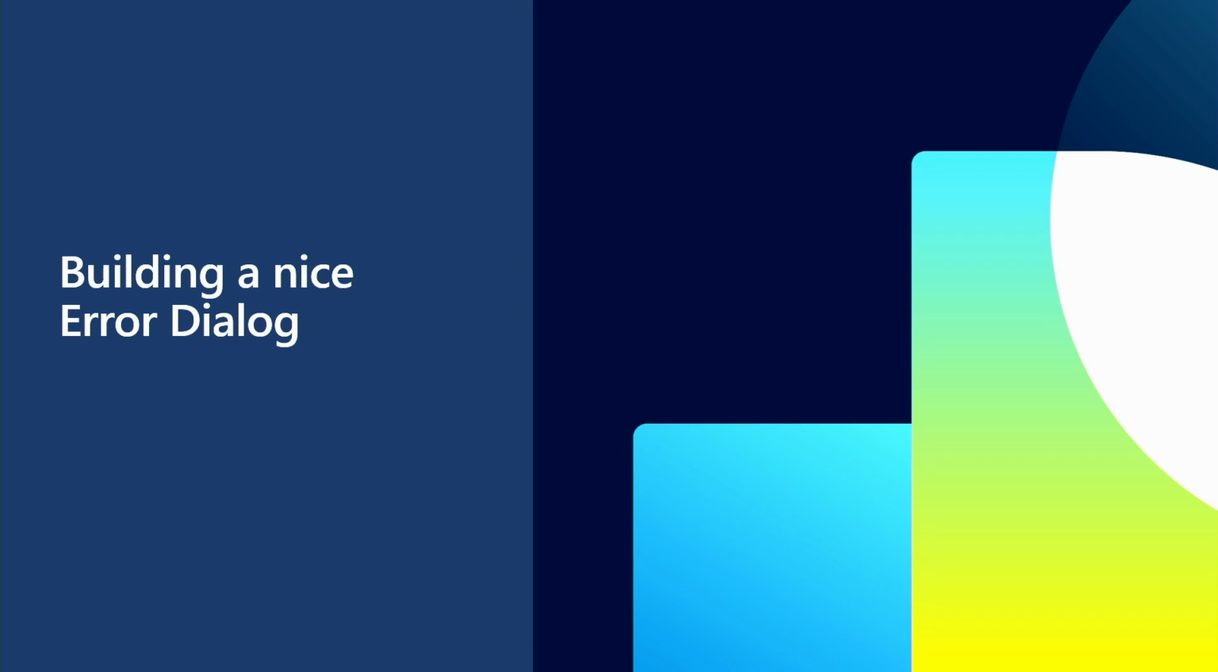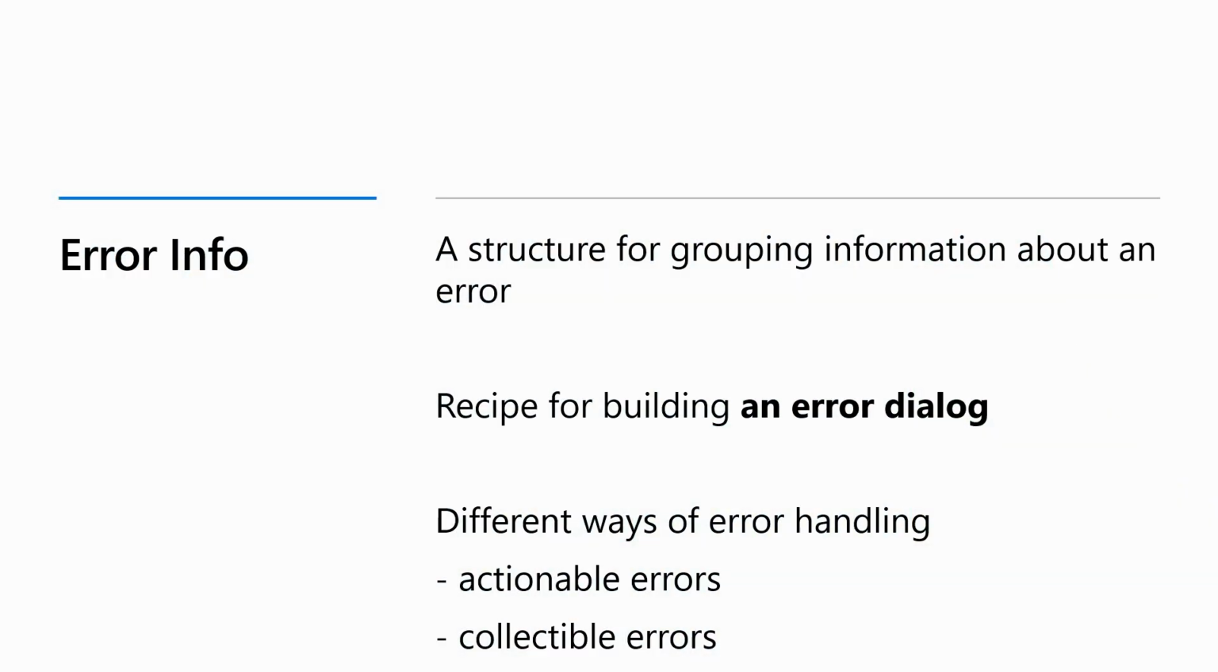So now let's look at the implementation details. First of all, the error info object. It is an object that we have relatively recently added to the AL language. You can think of it as a recipe for building an error dialog. So it is a structure for grouping information about an error.